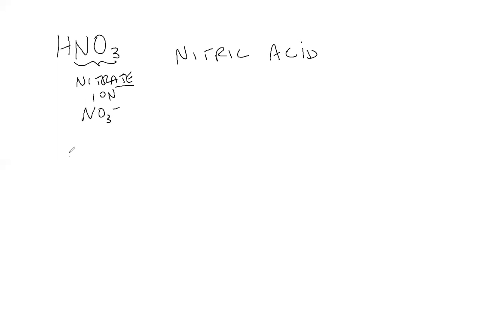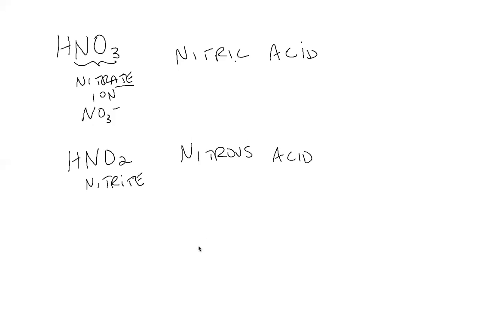Okay, if we have HNO2, then NO2 is the nitrite ion, NO2 minus. So this is nitrous acid. So ate makes ic, ite makes ous. All right, let's look at a few more of those.